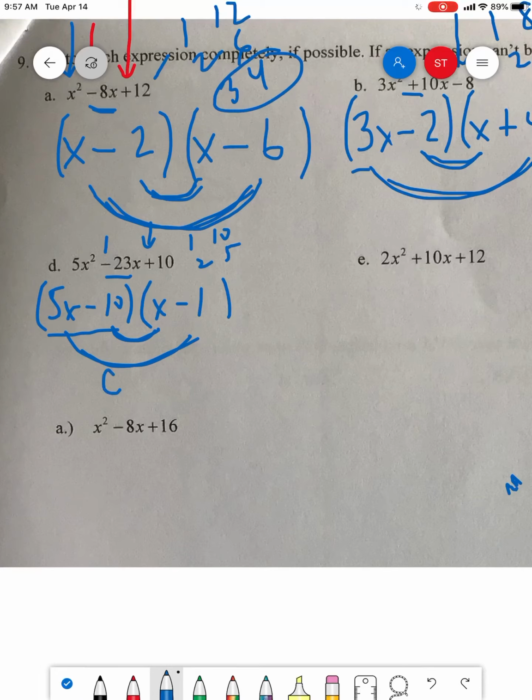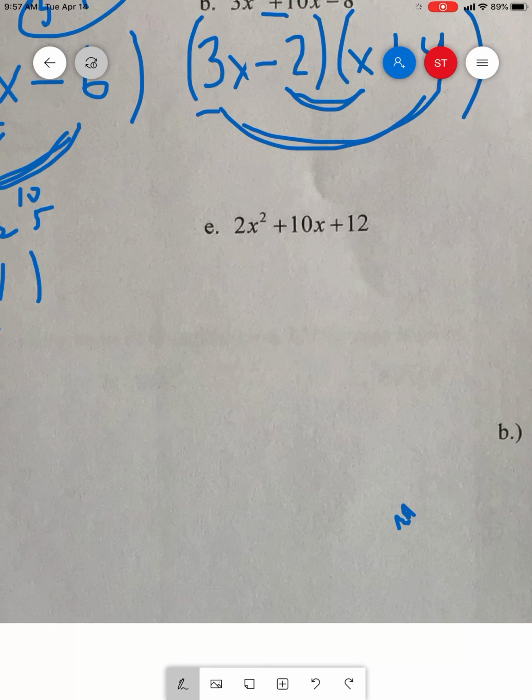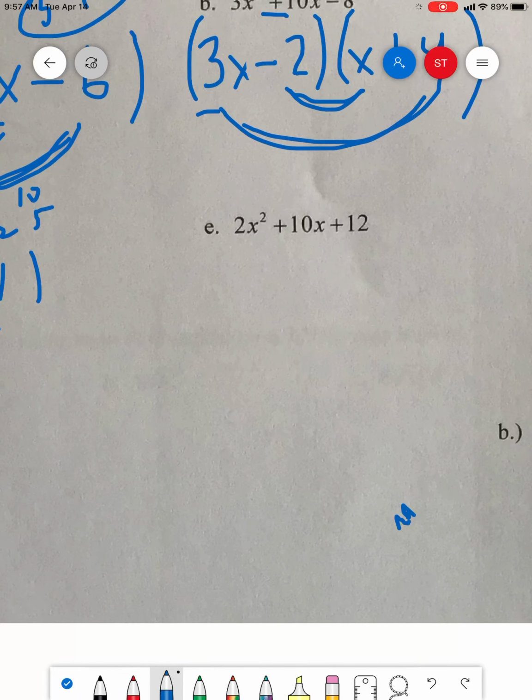So what does this mean? Can't be factored, CBF. That's not a math term, but that just stands for can't be factored. Let's move right over here on this one. Okay. What do you notice about this one?